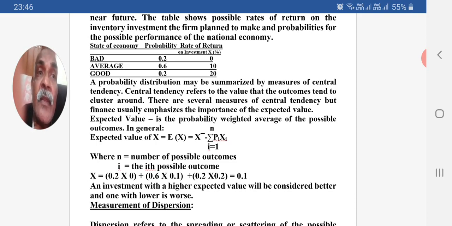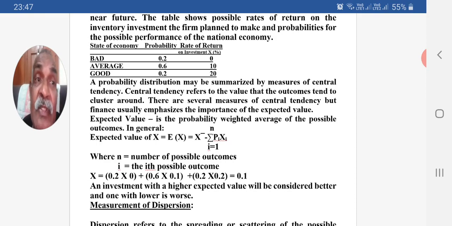So how do we calculate expected rate of return? That is the summation of all three states of economy. That is 20% probability, 0% rate of return, that is 0.2 times 0, plus probability is 60% in average, return is 10%, 0.1, plus probability is 20% in good economy, and rate of return is 20%. When you add all these three, the expected return will be 0.1, that is 10%.